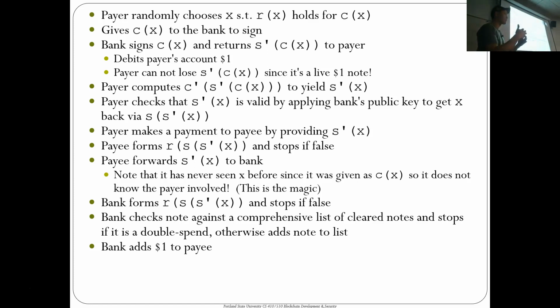And that makes it untraceable. The only people who know that this particular payer and this particular payee had a transaction are the payer and the payee. The bank doesn't know because of the obfuscation of the blinded note.